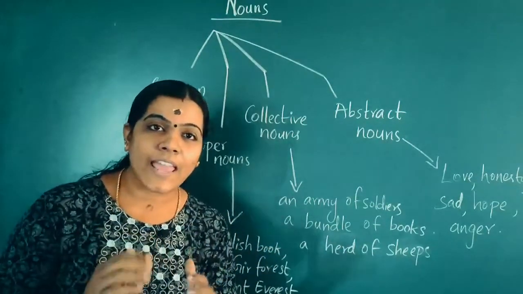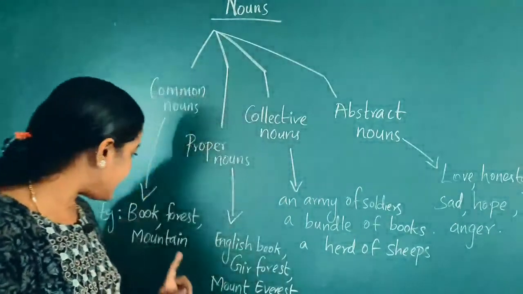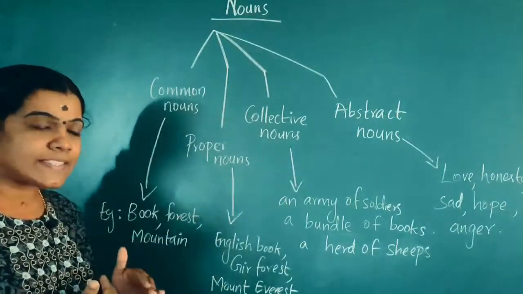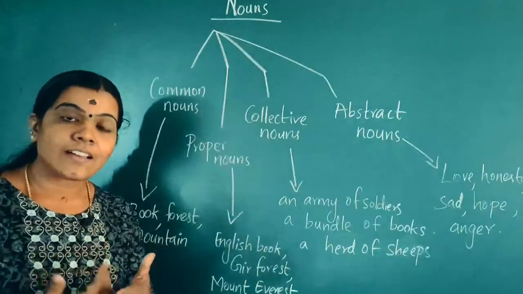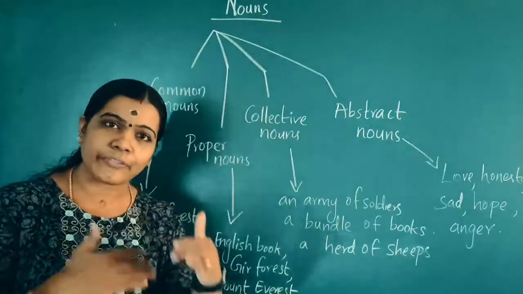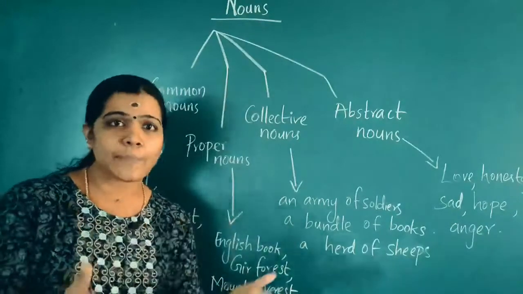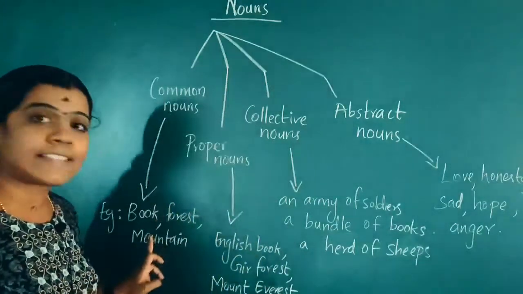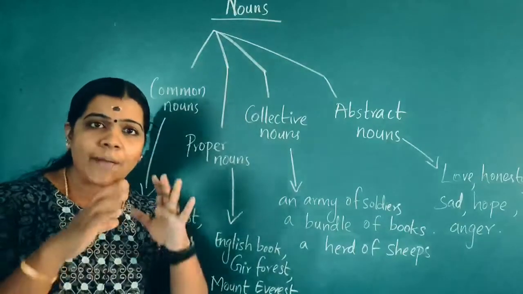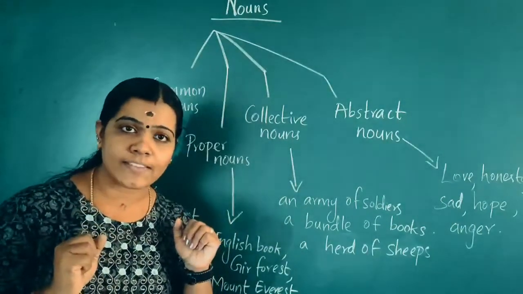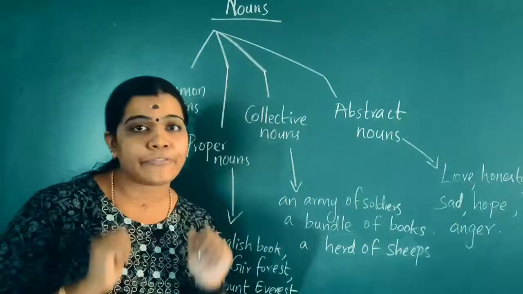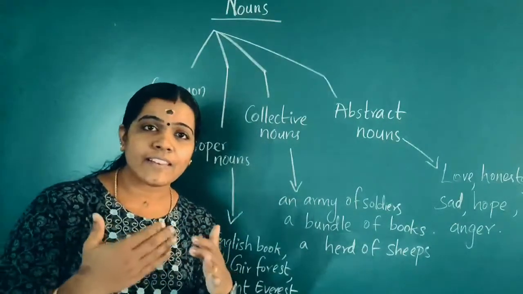So we can give examples. I have written here book, forest, mountain. When I refer to book as an example for common noun, I am not mentioning a particular book. I am referring to book in general, any book. That's why I have written it as an example for common noun. Then forest. You know forest, no? I am not referring to the name of a particular forest here. Any forest of any area. Not giving the name for that forest. I am referring to it in general.